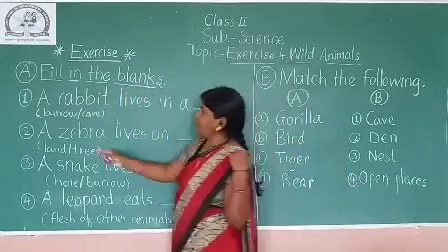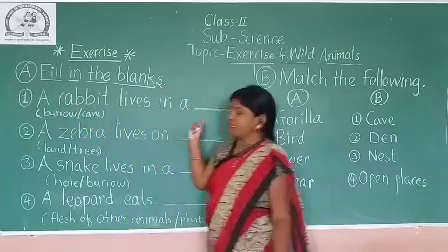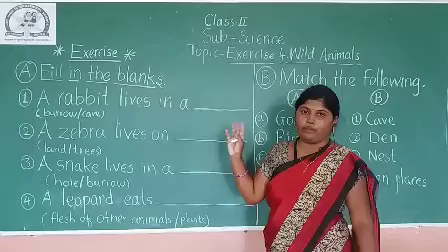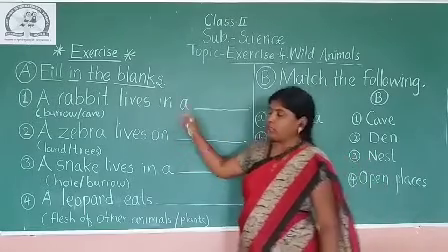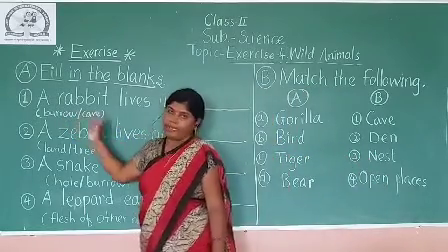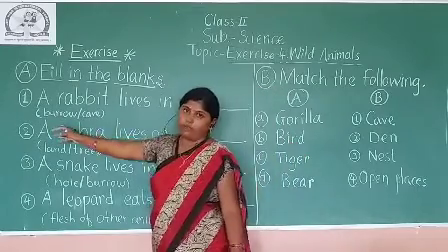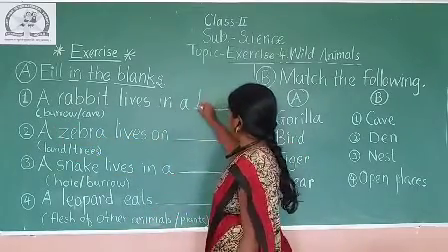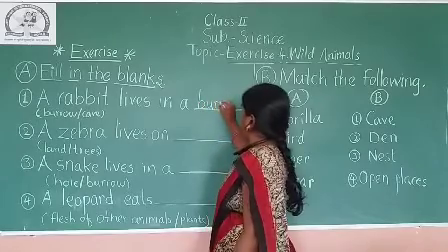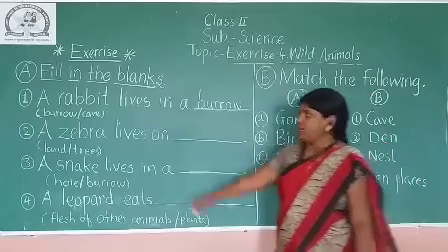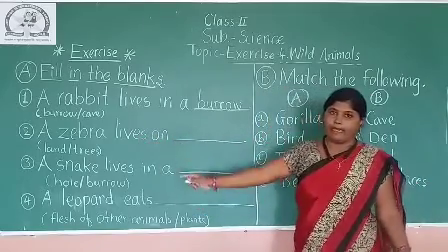Number 1, a rabbit lives in a dash. Means homes; we have to write where the rabbits live. Your options are burrow and cave. Obviously a rabbit lives in a burrow, so we are going to write the word burrow. Okay, so write down B-U-R-R-O-W, burrow.